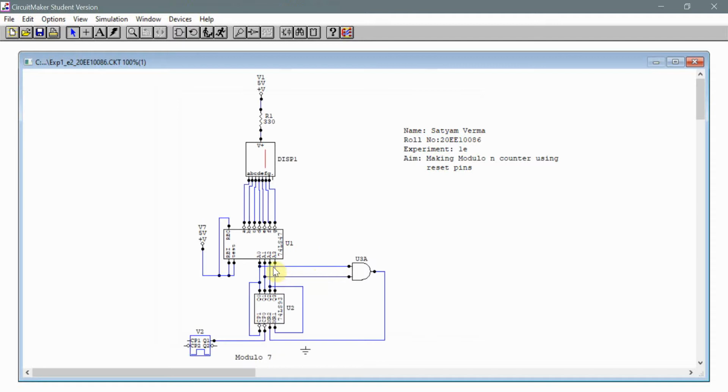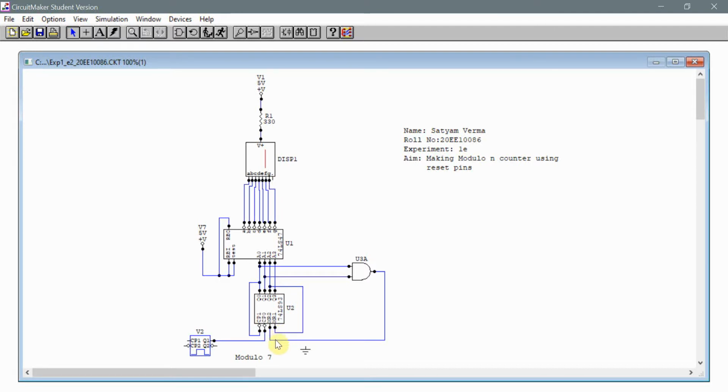So to make a modulo 7 counter, we need to ensure that as soon as the binary input reaches 7, that is 0 1 1 1, the master reset pins need to be connected in such a way that both of them become high or reach the high state simultaneously.